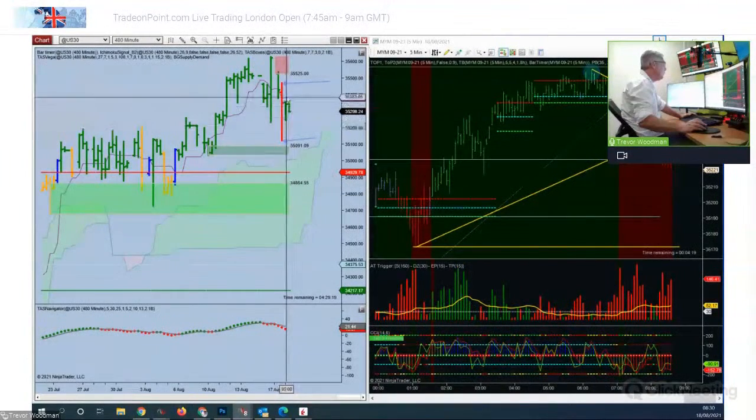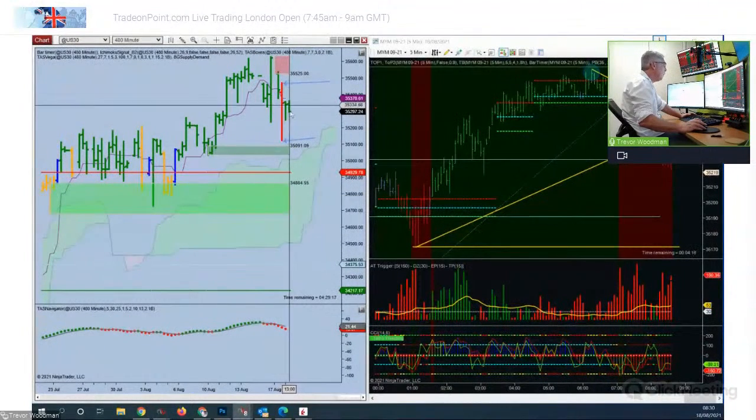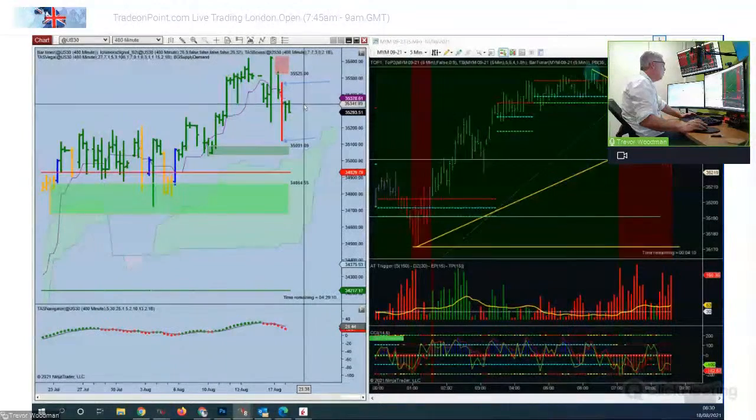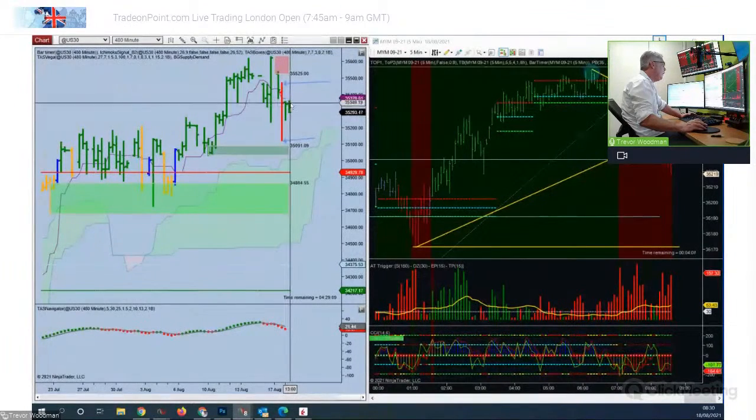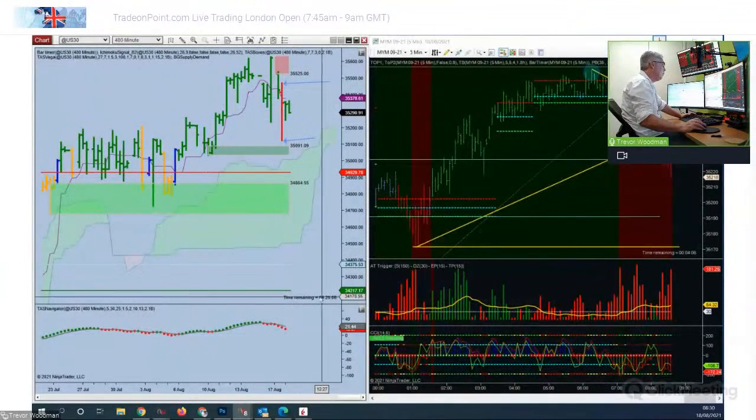This would be what is called an inside bar, an inside candle. So you can see here, and in fact, you've got a slightly trending candle within an inside candle, but you've got 4 hours, 29 minutes to go.